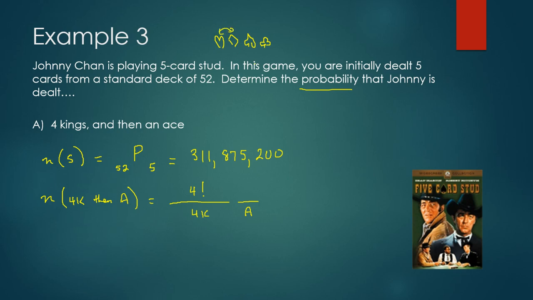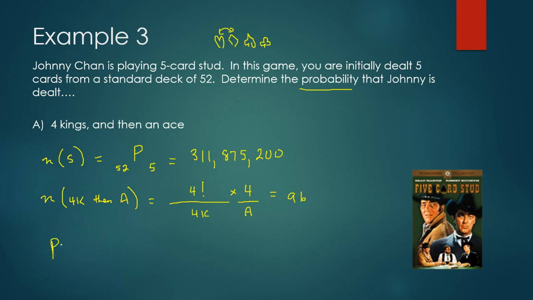The number of ways to arrange those 4 kings would be 4 factorial. And then after that, the number of ways for him to get an ace, well, there's 4 aces in the deck, so times 4. So this is a little fundamental counting principle combined with some factorials. 4 factorial is 24. 24 times 4 is 96. There's 96 ways this can happen.